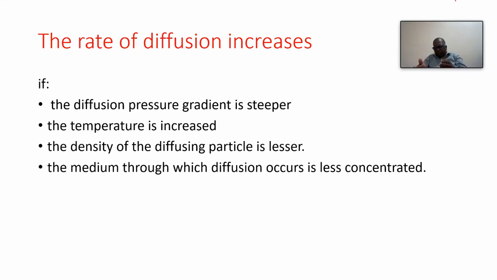Because of the energy, temperature. When you increase the temperature, the particles move actively from one place to another. So in general, temperature increases the pressure. Then the density of the diffusing particle is less. That means if in a place the diffusing particles are fewer, more particles try to come in here. So when the diffusing particle density is less, diffusion takes place increasingly.